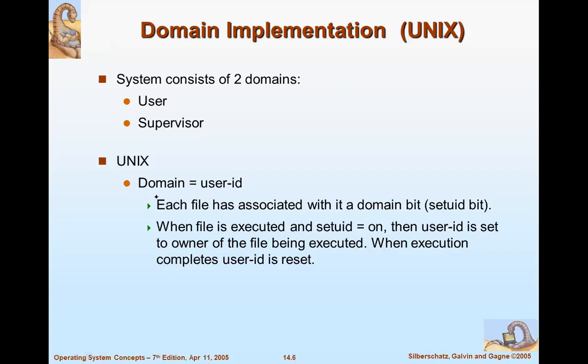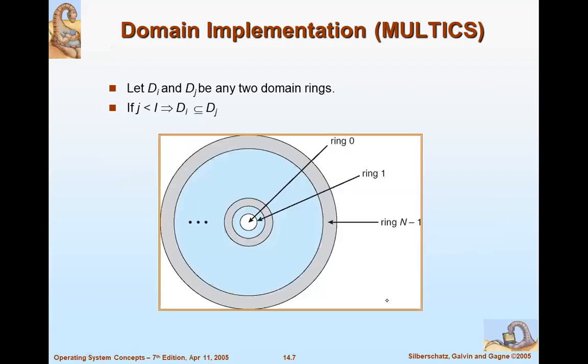So domain is actually the user ID, where each file has associated with it a domain bit that is called the setuid bit. When a file is executed and setuid is on, then the user ID is set to the owner of the file being executed. When execution completes, the user ID is reset. So it means they have to reset the ID again for the new utilization of that file.